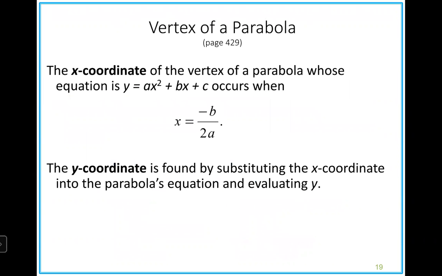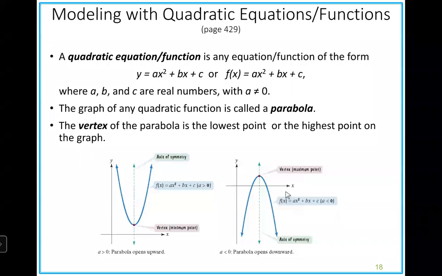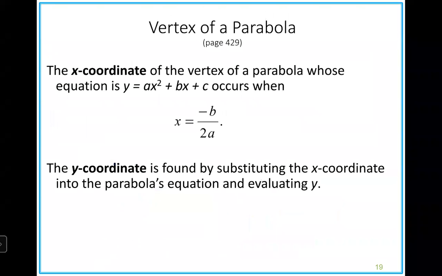Now, we mentioned the vertex of a parabola. The vertex, we said, is either the lowest point or the highest point. And if you remember the formula for solving a quadratic equation, in that formula, you would see this variable, and this is the denominator, and this is the first term.